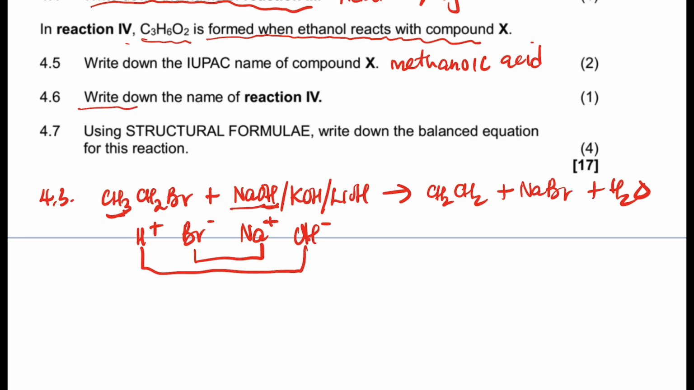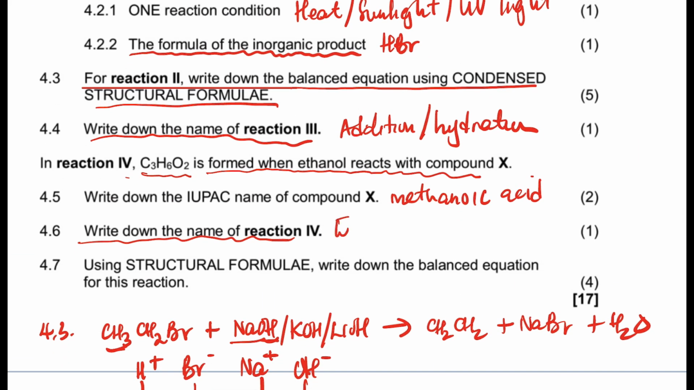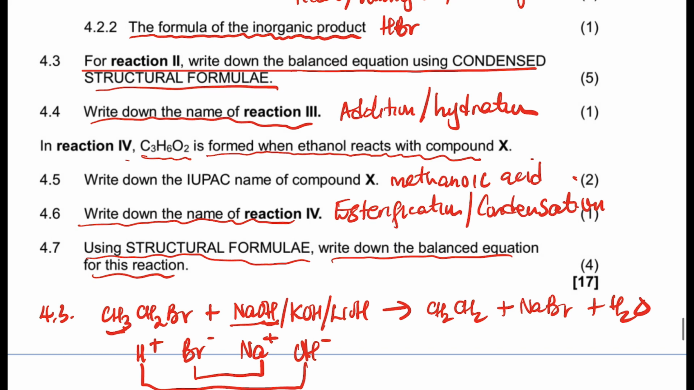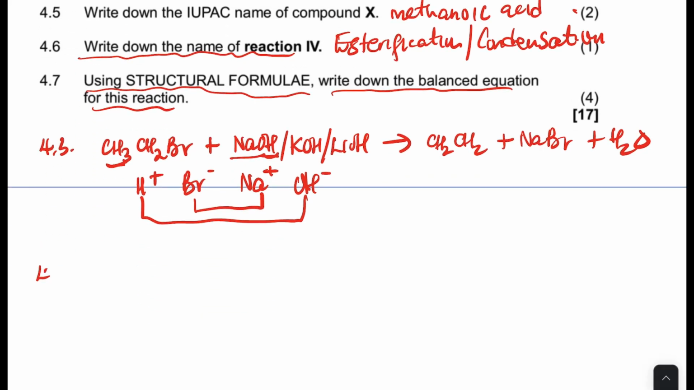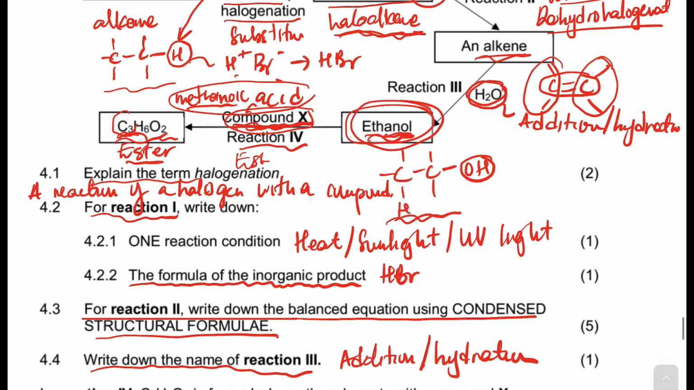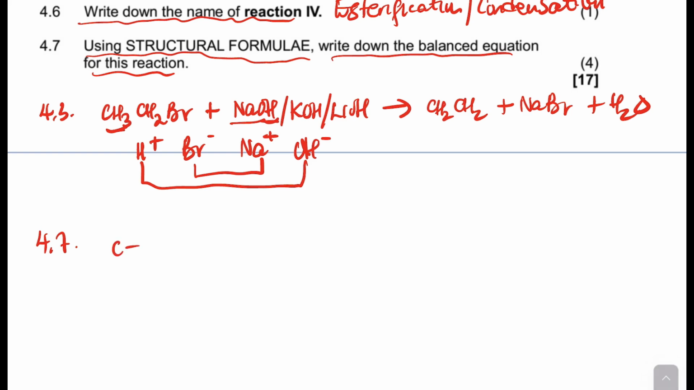It says write down the name of reaction IV. It's esterification or condensation. It says use the structural formulae, write down the balanced equation for this. Okay, that's where you're going to see that, guys. 4.7, it's this alcohol, which is the methanoic acid, no, the methanol, sorry.